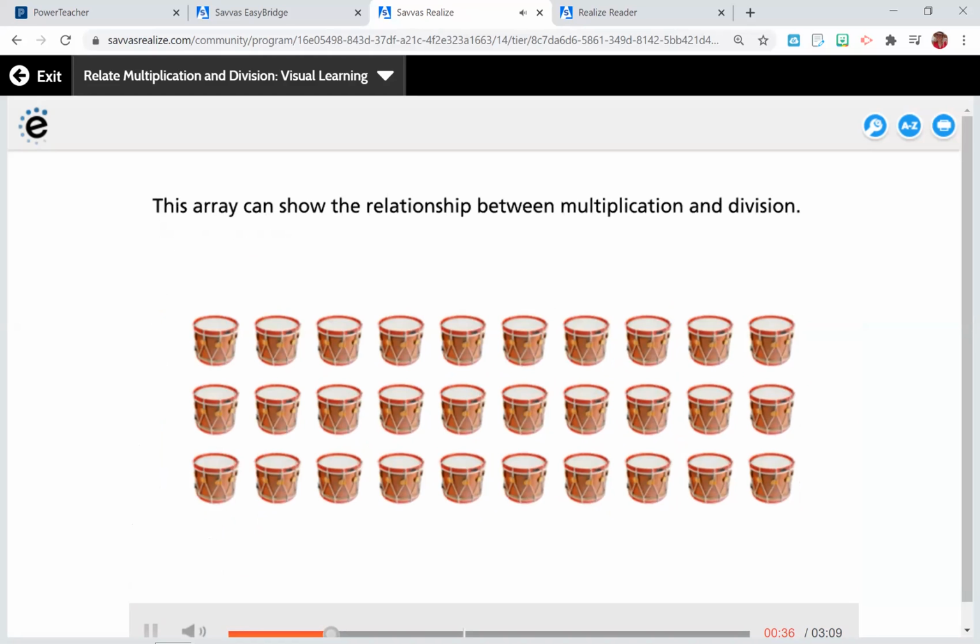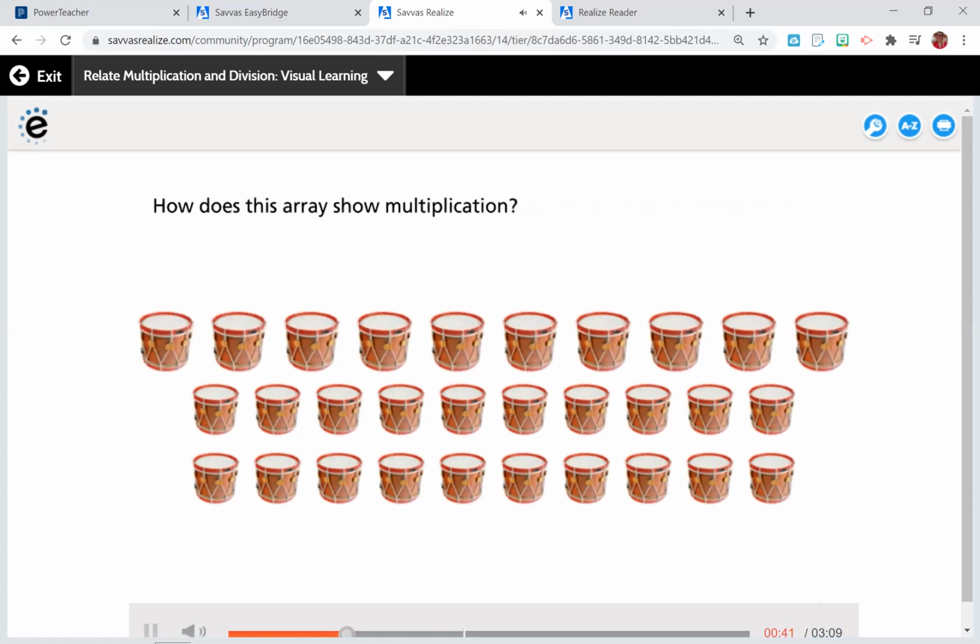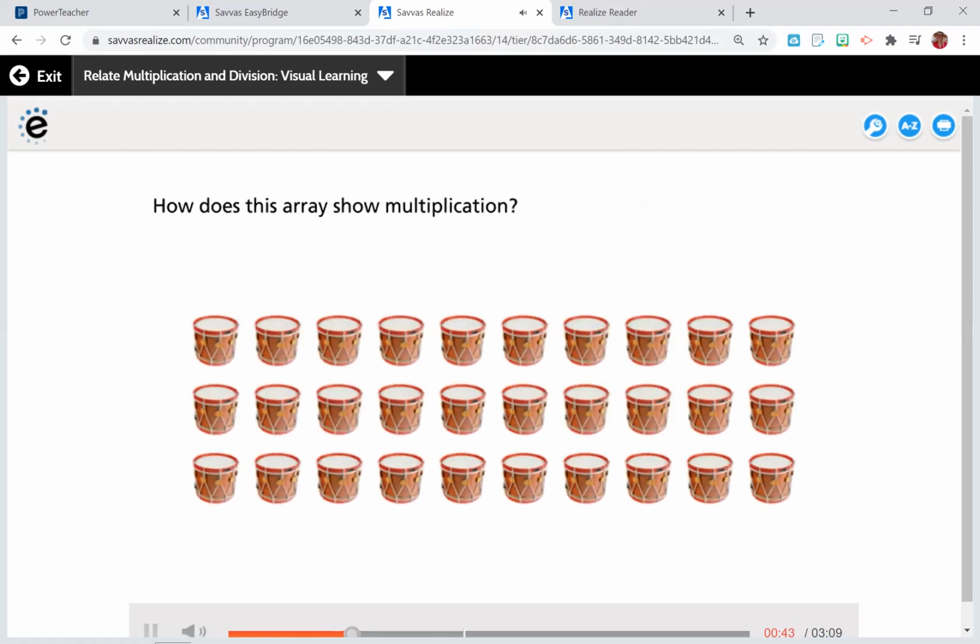This array can show the relationship between multiplication and division. How does this array show multiplication? I want you to write down on a piece of paper or your whiteboard how this would show a multiplication problem. Pause the video and write it out. You can also write it out on your worksheet.